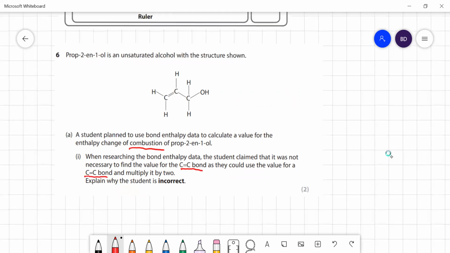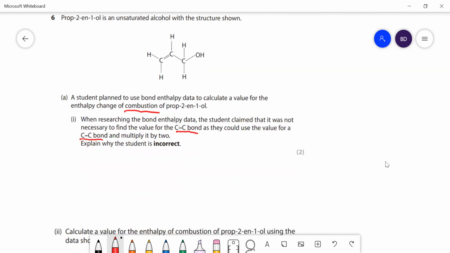Well, it's 2 marks there, so I think what you need to explain is that the double bond is made up of a sigma bond and a pi bond, and they're not the same strength as each other. The pi bond is a little bit weaker than the sigma bond, and so you can't just do that. Looking at the mark scheme, you don't need to draw the picture of the sigma bond and the pi bond, you just need to say that.